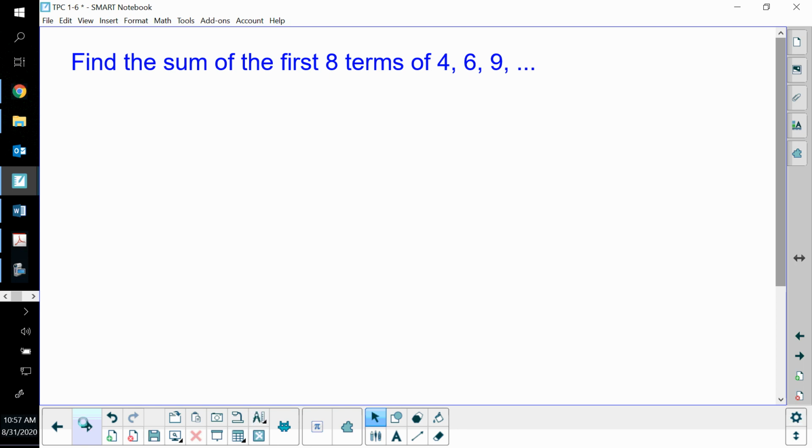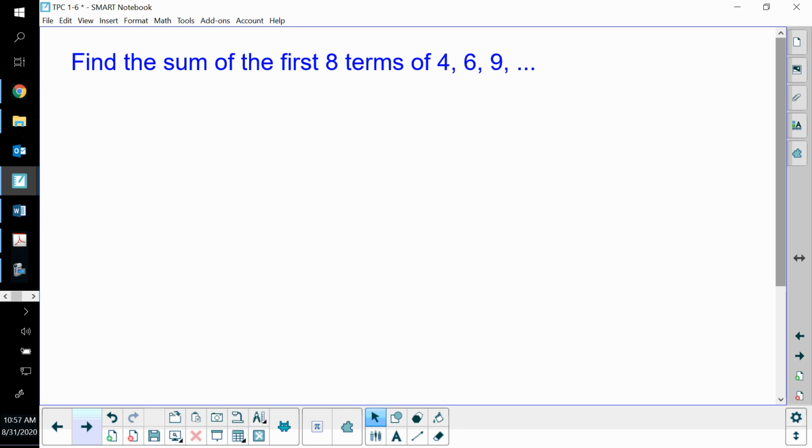All right, so we're going to skip the top of page 27 and let's go down to the bottom. They're telling us we want to find a sum, so that means we know we're doing a series. But the question we should always ask is arithmetic or geometric to start out. So 4 to 6, you're adding 2. 6 plus 2 is not 9, so that means we must be doing geometric here.